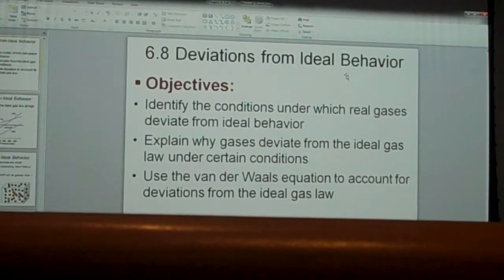High temperature, the gas is going to expand and get even further apart, so they're probably never going to interact. So high temperature is good. Low pressure, very good. The lower the pressure, the further the molecules are apart as well.